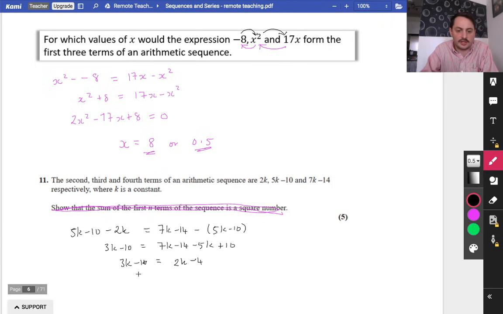So you end up with subtracting the 2k, you get k minus 10 equals minus 4, so k equals 6. So if k was equal to 6, that should form an arithmetic sequence. Let's just see if that makes sense. So you get 2 times 6, which is 12, you get 5 times 6 is 30, take away 10, which is 20, 7 times 6 is 42, 42 take away 14 is 28. Wow, my brain is not working. So yes, it is an arithmetic sequence, and it's going up in 8.